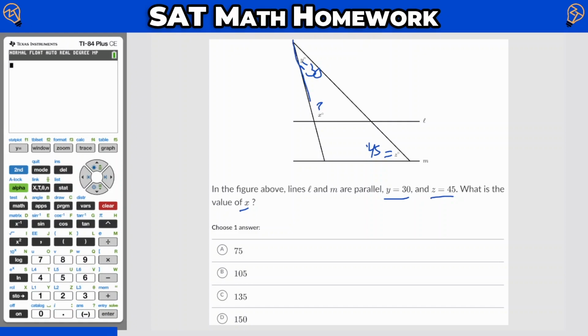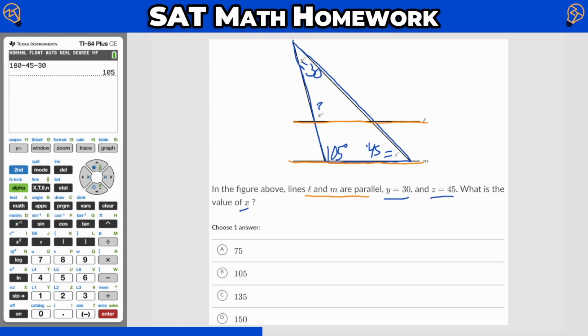First off, I see this triangle. We know that all three angles in a triangle add up to 180. So I'm just going to start doing something to make progress. So if I do 180 minus the 45 minus the 30, I find out that this angle right here is 105 degrees.